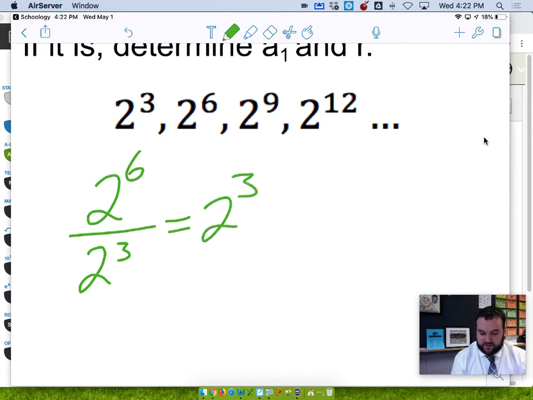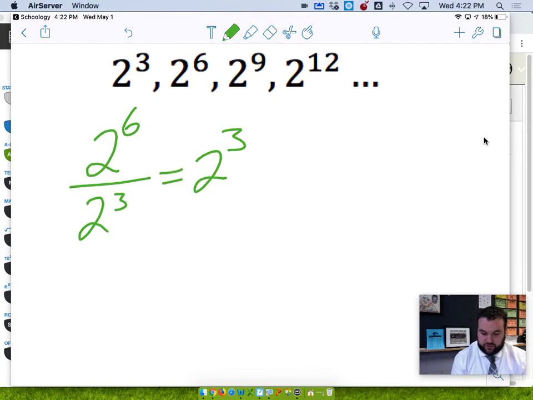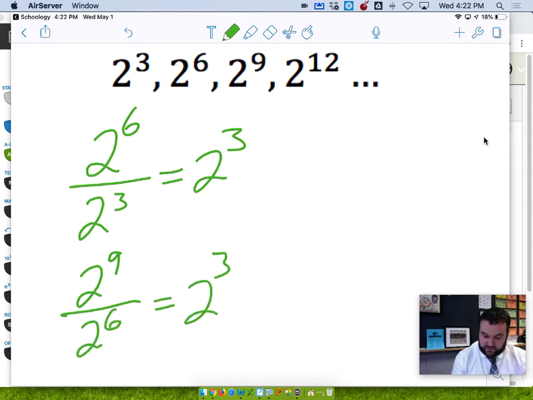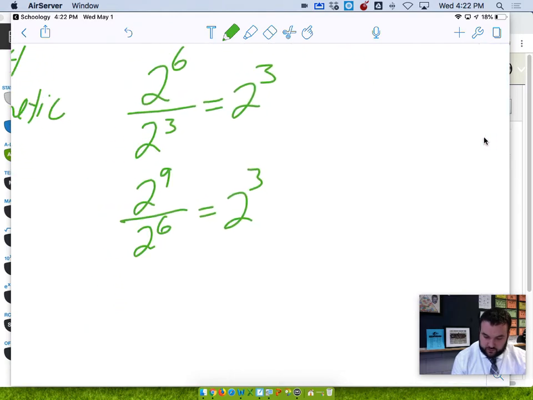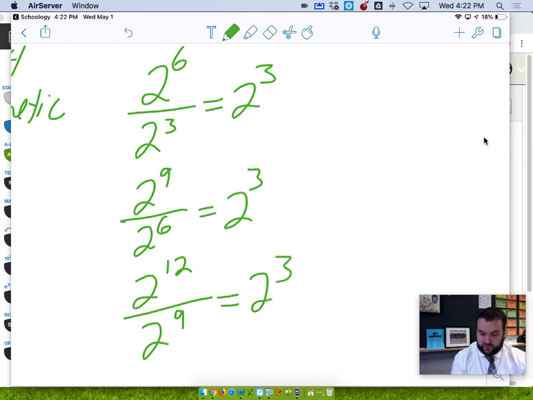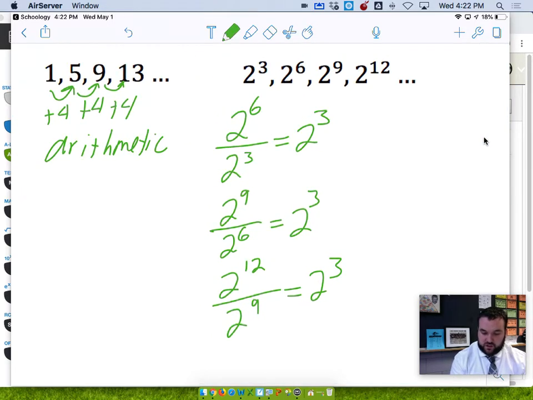So 6 minus 3 is 3, so that's 2 to the 3rd. If I take 2 to the 9th and divide by the number before, which is 2 to the 6th, again, 9 minus 6 is 3, so this is 2 to the 3rd. Finally, if I took 2 to the 12th power, which is a big number, I think it's 4,000 something, and divide by 2 to the 9th, this is as well 2 to the 3rd. So this would be geometric. This is indeed geometric.